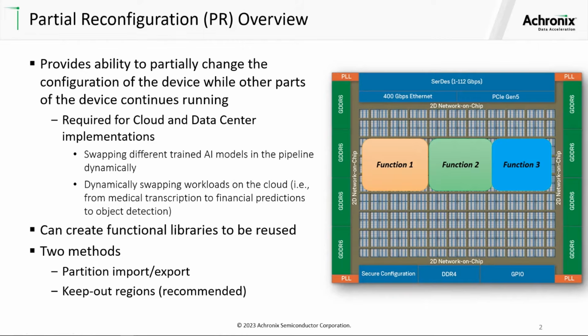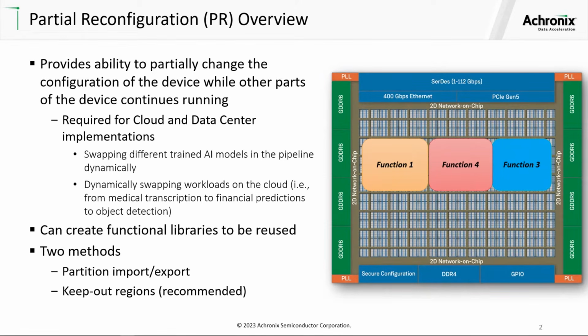So you can imagine, in the case maybe of AI in the cloud or data center implementation, people want to swap different models out or different components within that image processing pipeline. So we can swap function 2 for function 4 in this example. We can also, in the cloud environment, dynamically swap workloads. So part of the FPGA can be doing medical transcription, while the other part is doing financial predictions or object detection or one of those other workloads that are of interest. And you can do that dynamically, swapping one out for the other without the rest of it being affected.